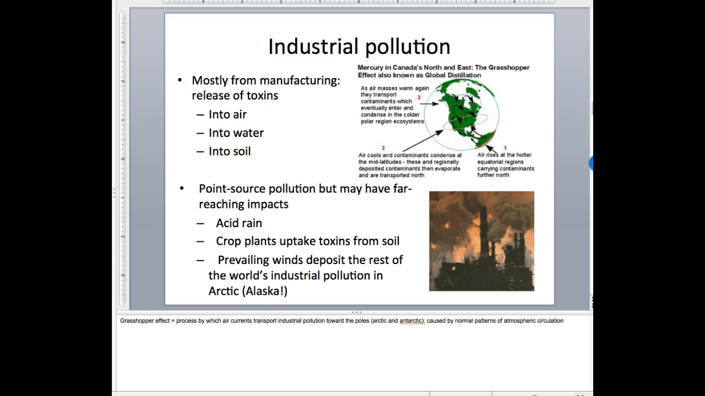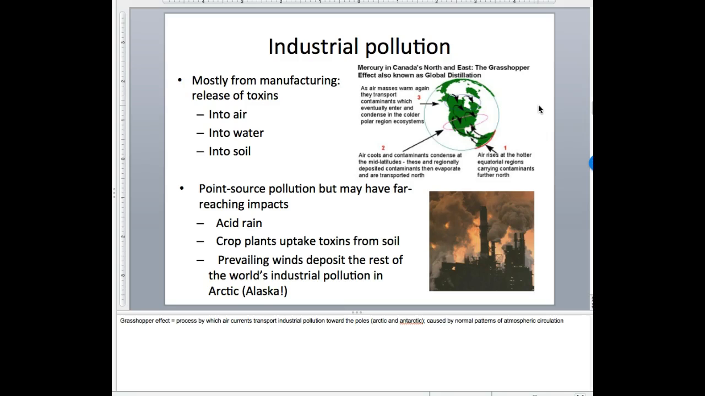But these industrial pollutants can have far-reaching impacts much beyond the point where they are released, in that they get taken up through what we call the grasshopper effect, or global distillation. They get taken up by the processes of atmospheric circulation that we talked about way in the beginning of the class. They get moved into these air masses, which are rising at the equator, and then circulating until they cool and then subside in those cells. Remember the Hadley cells, Ferrel cells, polar cells.